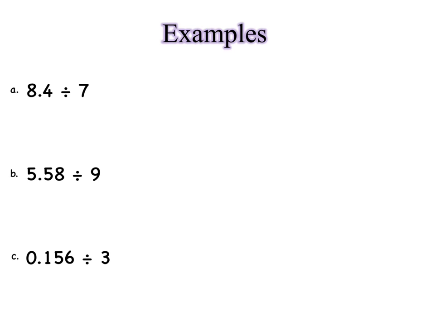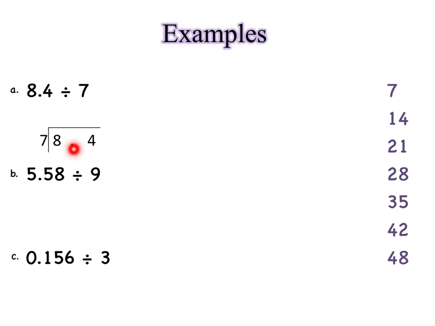If I look at my very first example, I can see that I've got 8.4 divided by 7. Now because I'm dividing by 7, I am going to start off by writing down my 7 times tables. My 7 times tables will help me to answer a division problem. Next thing I'm going to do is to write it down as a bus stop method. And you can see I've got my decimal point right here, so I'm going to duplicate it right at the top so that my two decimal points are aligned.